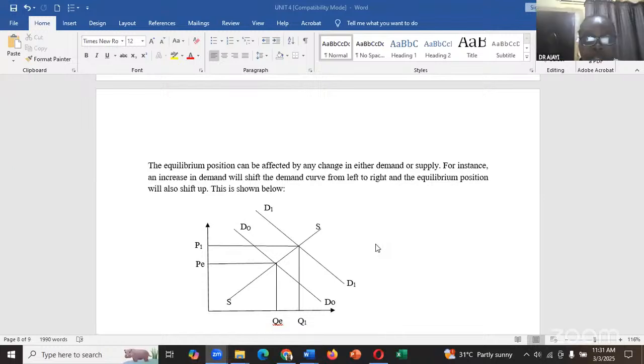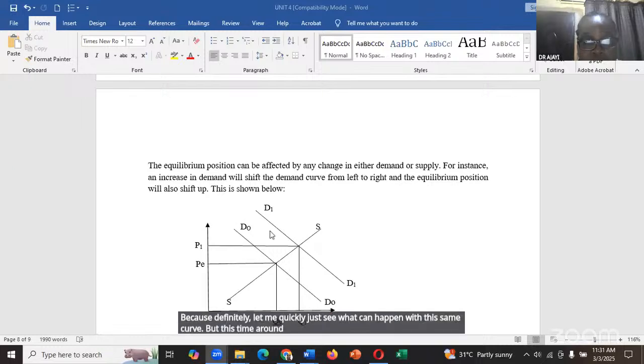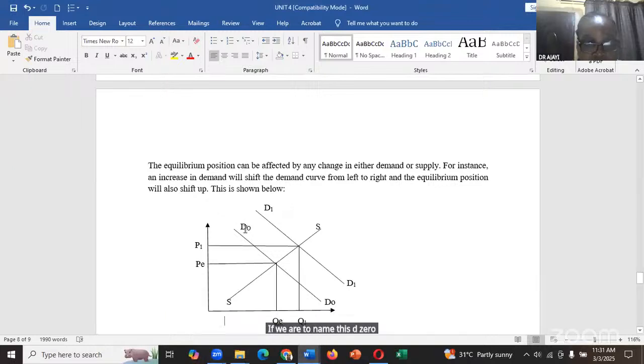Okay, now I want to understand what you mean by constant equilibrium price, because definitely, let me quickly just see what can happen with this same curve. But this time around, it's going to be both supply and demand that shifted. Now, assuming this is the initial one, D0, it shifts down to D1. If we are to name this D0 and this one D1, if you are looking at the screen.